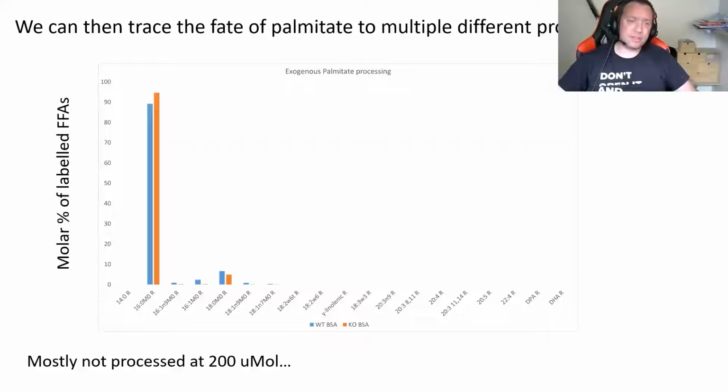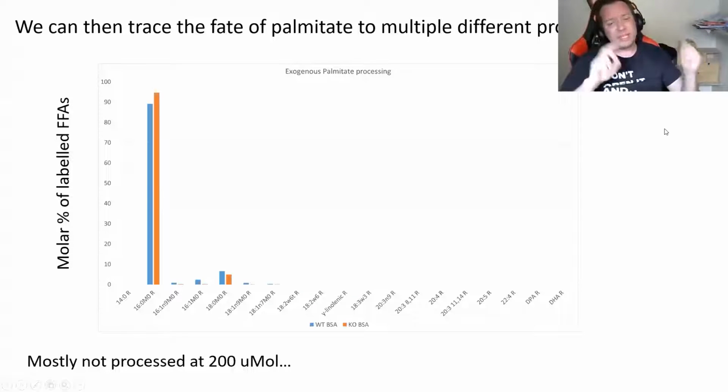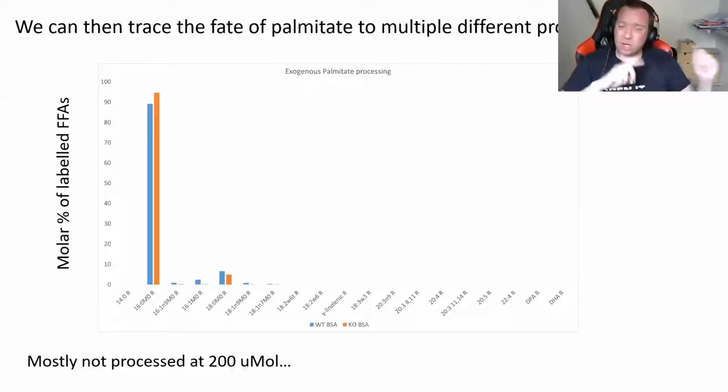And what we can then do with this, again, this is another experiment, is tracing the fate of palmitate to multiple different products. And actually, this was an experiment we did in macrophages. And what we did was we put 200 micromoles of palmitate onto macrophages. And that will start to make macrophages very sick.